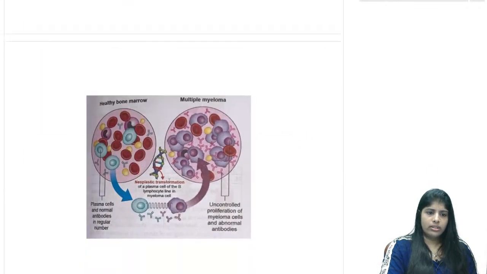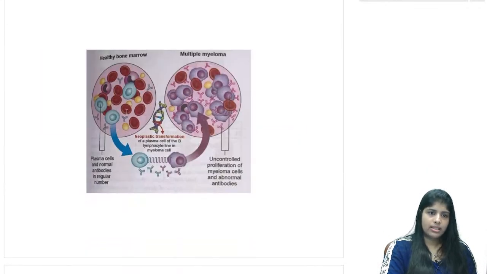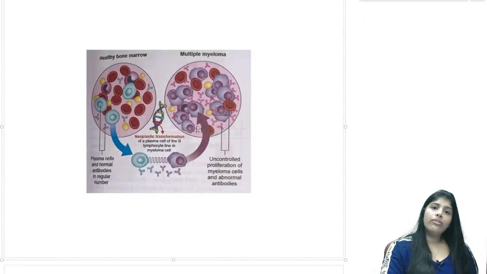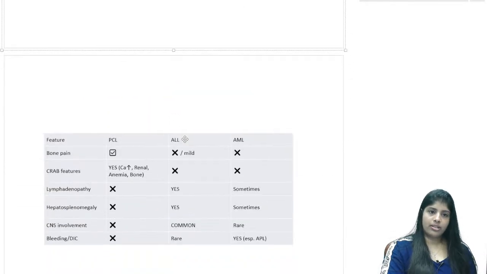And now we have a small image of the same, that is the healthy bone marrow. You can see here the RBCs and the plasma cells are normal and regular in number. Here the RBCs are reduced and there are a lot of abnormal antibodies deposited in the bone marrow, and you can see increased size and number of the plasma cells here, uncontrolled proliferation. That is the neoplastic transformation happening in the bone marrow when the person has multiple myeloma. Okay, hope you understood the concept.